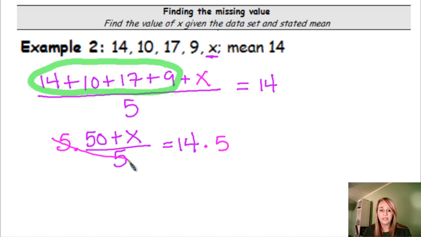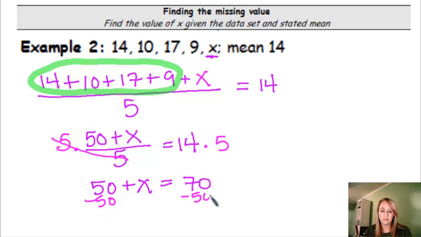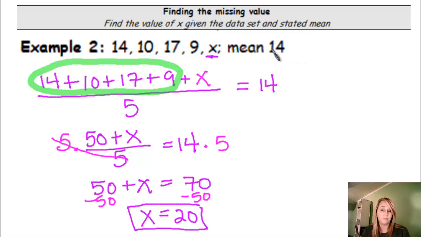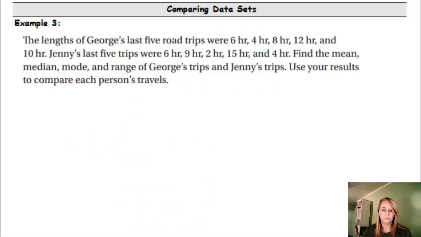When I do, it cancels out here, and I get 50 plus x is equal to 70. Now all I need to do is subtract this 50 from both sides, and I get x is equal to 20. That tells me that the missing data value for this particular set of data with a mean of 14 is 20.